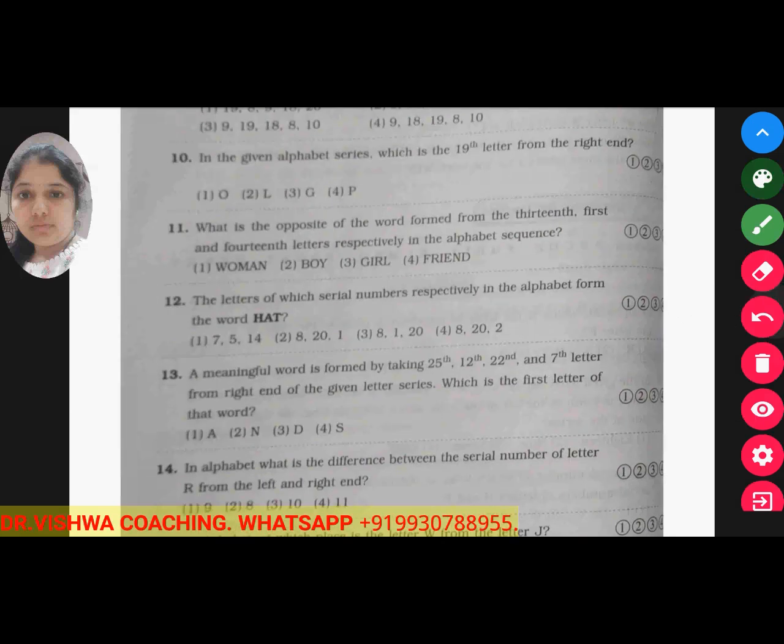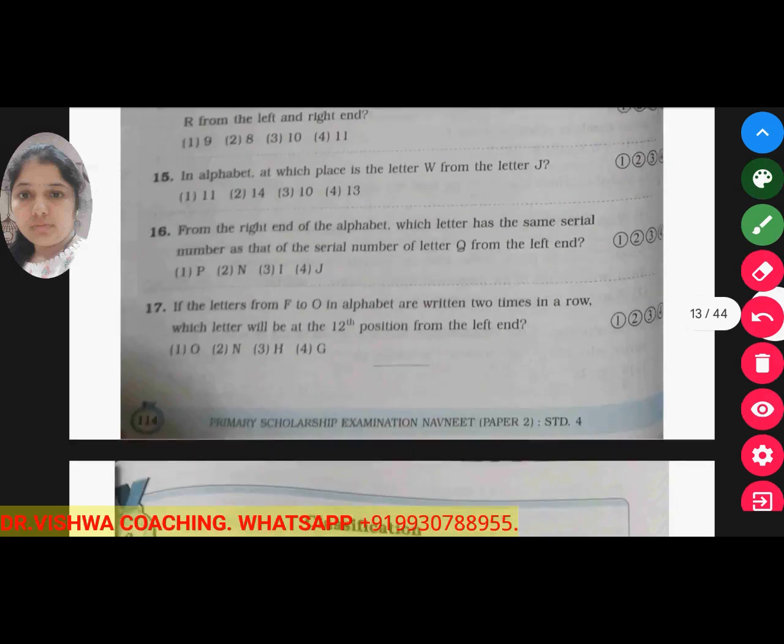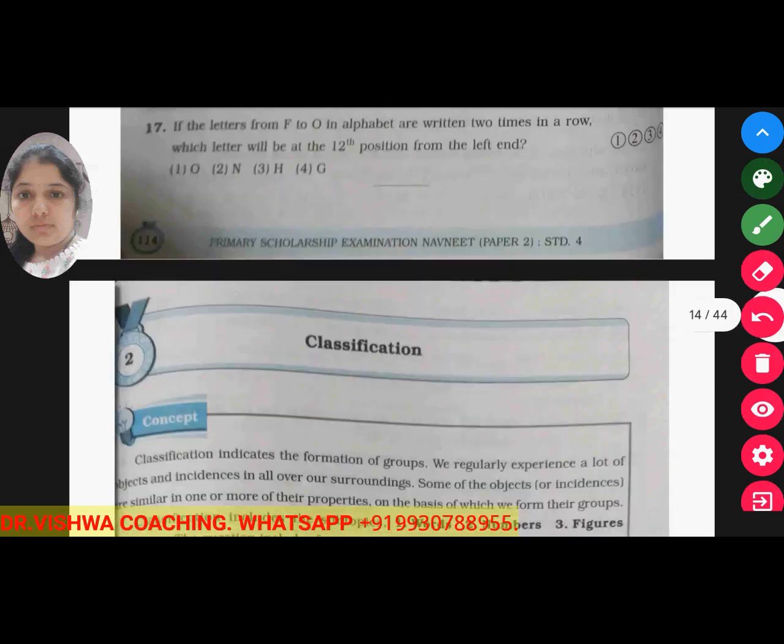So like this you can solve questions on letters whose serial numbers are respectively given, as in the word HAT. Now you know H is at which position? 8th position, A is at first position and T is at 20th position. So 8, 1, 20 is the correct option here. So option number 3 is the correct option. You can solve the rest of the sums, they are very easy, which are based on letters.